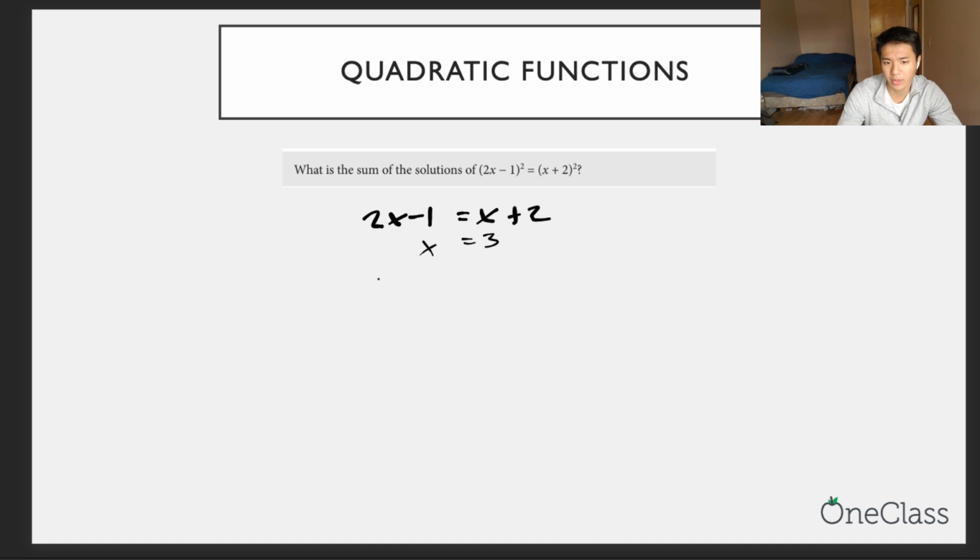We can do the other version of this where 2x minus 1 is equal to the negative version of the x plus 2. So we get negative x minus 2. We can simplify it again. We get 3x equal to negative 1, and we get x equal to negative 1/3. Right? And that's going to be our two answers and our two roots.